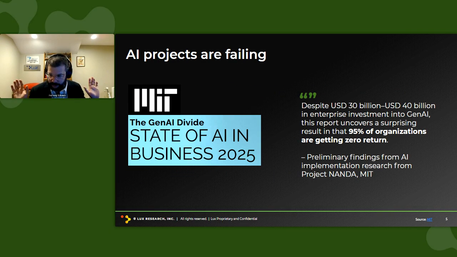And it should not come as any surprise to anyone, hopefully, that there are a lot of failed AI projects, right? The recent MIT State of AI in Business 2025 report found that despite this 30 billion to 40 billion investment into Gen AI, 95% of organizations are getting zero return, right? What's funny to me is that they say this is a surprising result. But to me, this is not a surprising result at all.